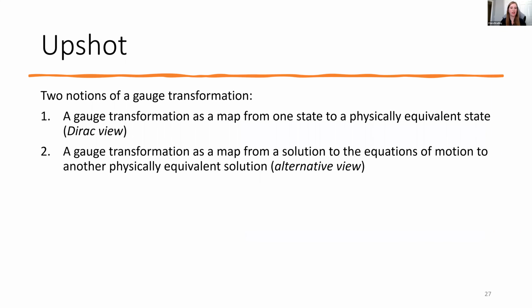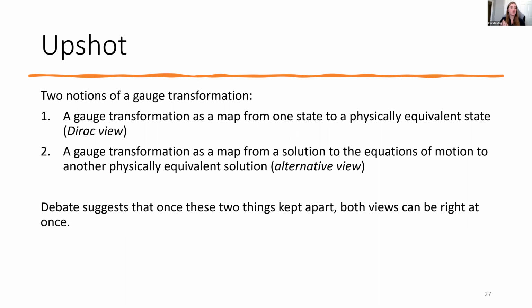Okay, so what is the upshot of all this? Well, we've seen that there are really two notions of a gauge transformation going on. There's the direct view that a gauge transformation is a map from one state to another physically equivalent state. And there's this alternative view that a gauge transformation is a map from solutions to the equation of motion to other physically equivalent solutions. But so far, the debate suggests that as long as we keep these two things apart, both views can in fact be right at once. We just have different notions of the gauge transformation on states and those on solutions.